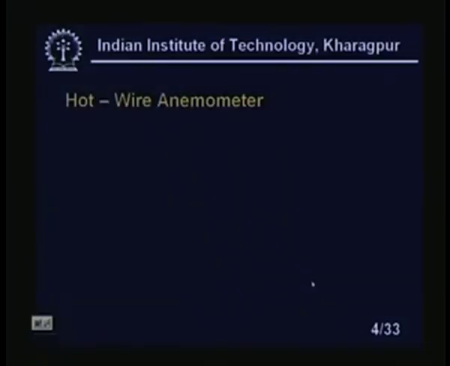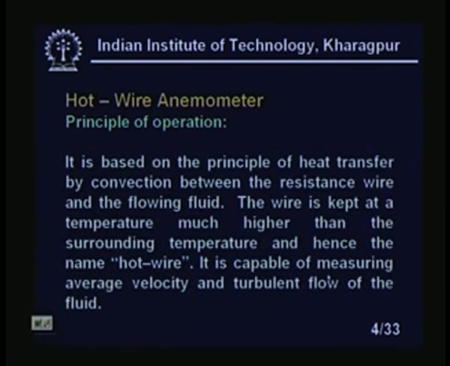Now, the hot wire anemometer: if I look at the principle of operation, it is based on the principle of heat transfer by convection between the resistance wire and the flowing fluid. The wire is kept at a temperature which is much higher than the surrounding temperature, and hence the name hot wire is given. It is capable of measuring average velocity and turbulent flow of the fluid. It can measure both average velocity as well as turbulent flow. This is a great advantage of this particular flow meter.